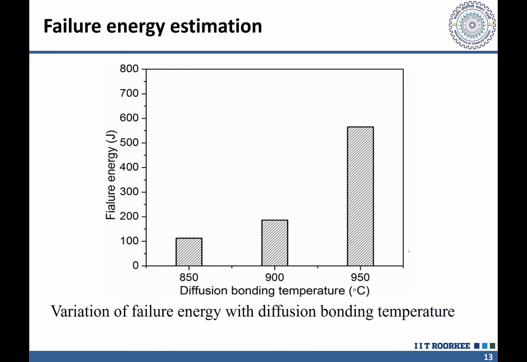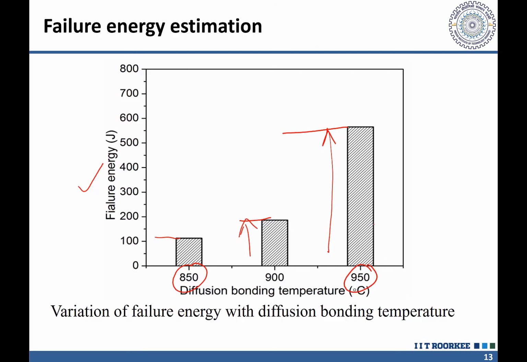Another way to see how strength and ductility help to improve the failure energy is from the stress strain diagram, using the area under the curve. Calculating the failure energy, at 850 degrees centigrade it is very low, and it improves with the increase of the bonding temperature, with a significant increase at 950 degrees centigrade.